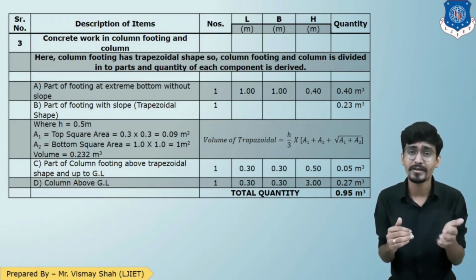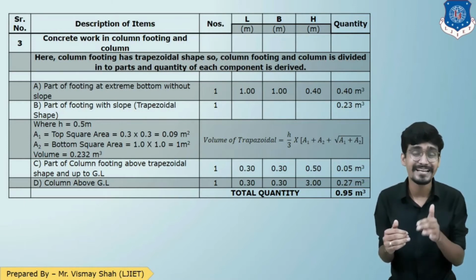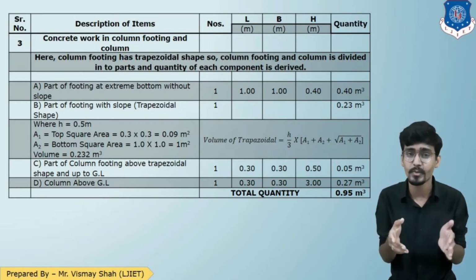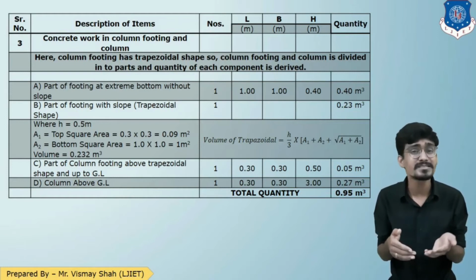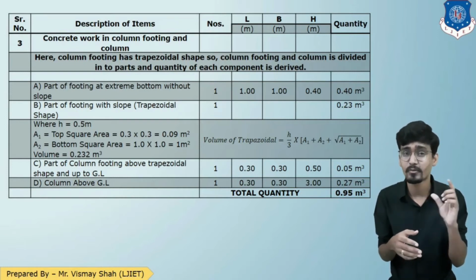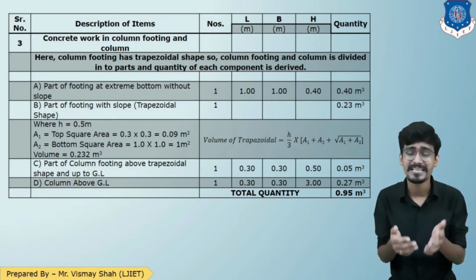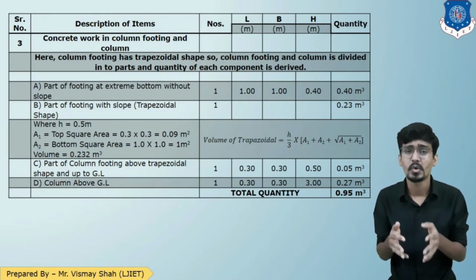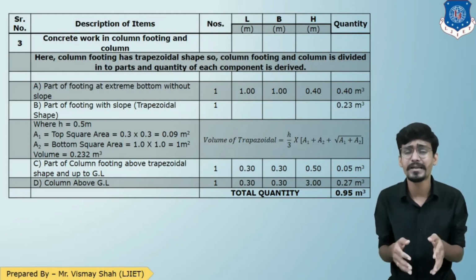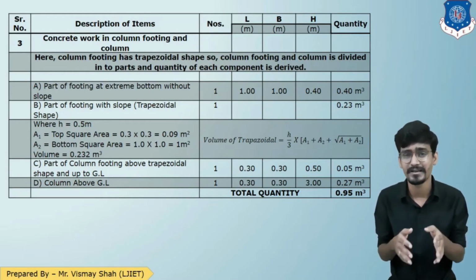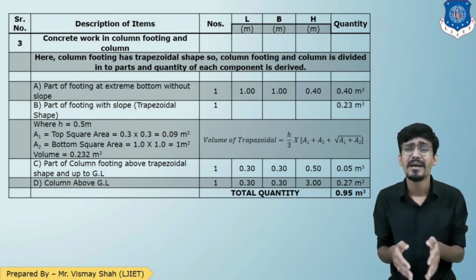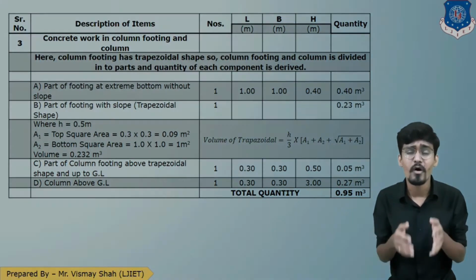So A1 is 0.3 into 0.3, it is area, so square 0.3 into 0.3, and the bottom area 1 cross 1, and the height of that vertical portion is given in the section drawing. So I hope we are clear about the concrete and will get the total quantity as 0.95 cubic meter, or you can round it off to 1 cubic meter. Now let us see the formwork.